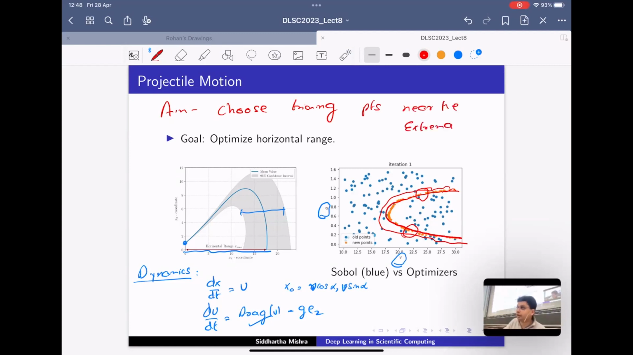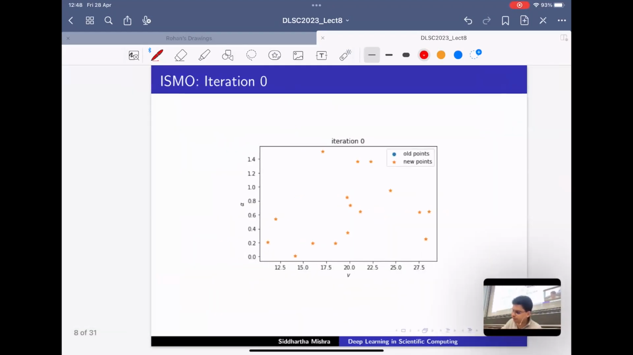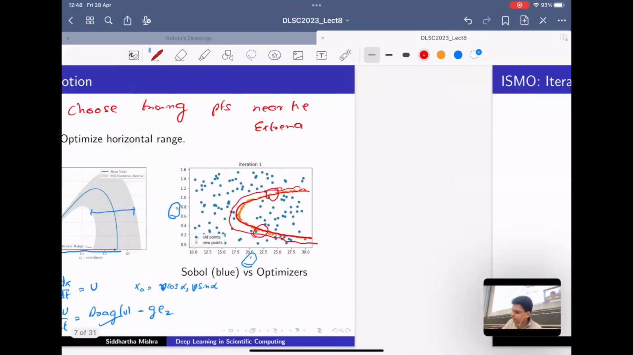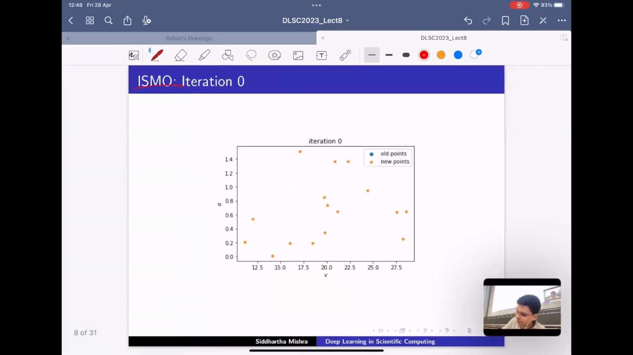There are many algorithms which can do that, but there's an algorithm which was designed in my lab a couple of years ago, which does it quite well. It's called ISMO, Iterative Surrogate Model Optimization. I just want to graphically tell you how it works. It's a very simple algorithm. Anyone can code it up very quickly.